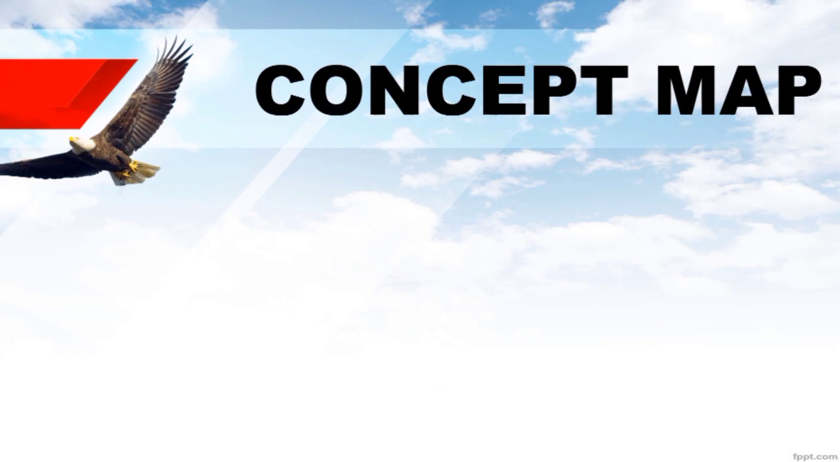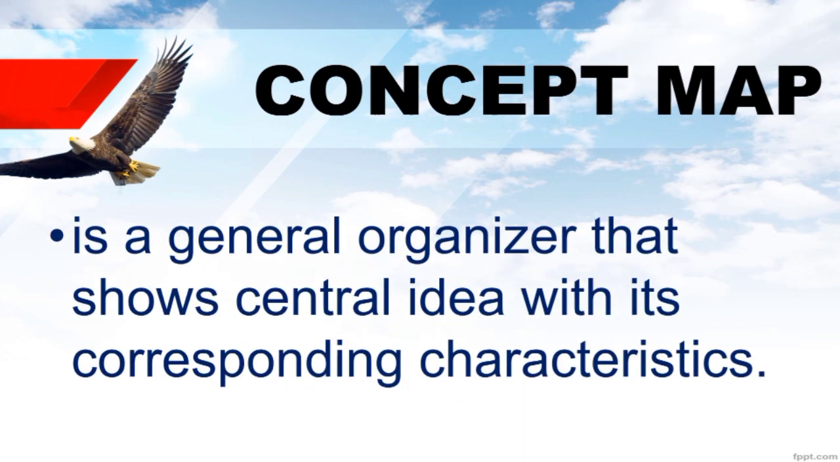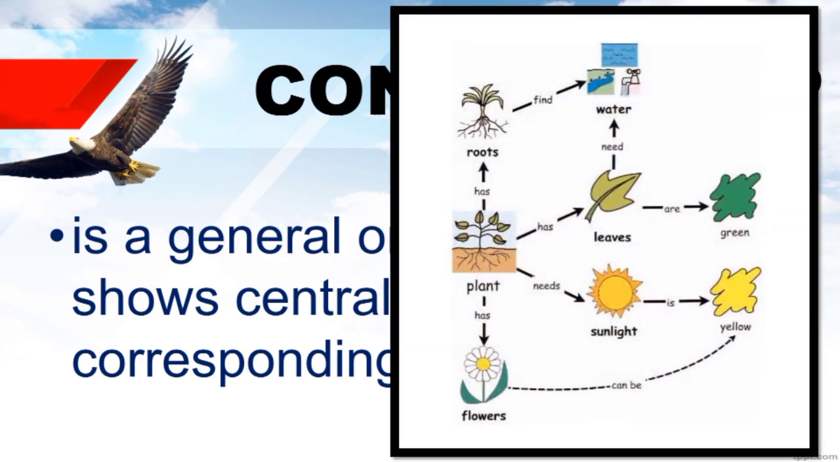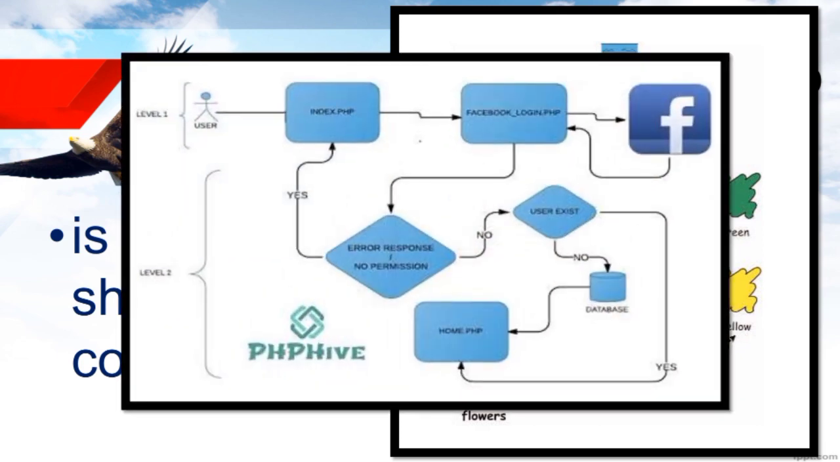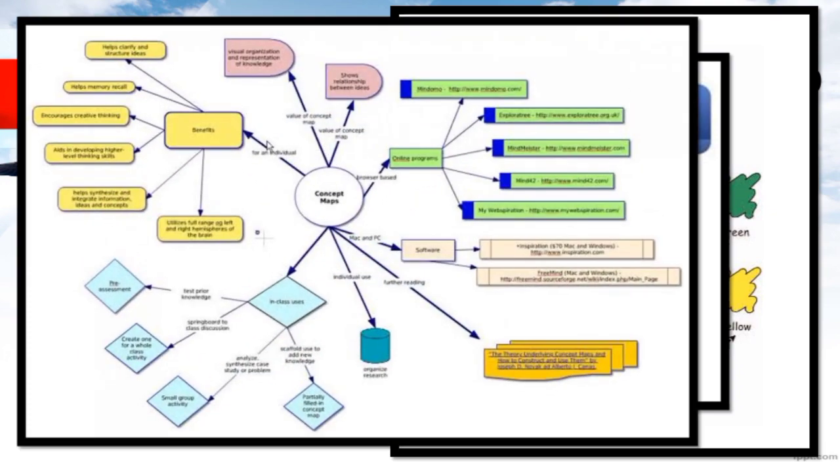Concept map. What is a concept map? A concept map is a general organizer that shows a central idea with its corresponding characteristics. A concept map can take many different shapes, which is excellent for brainstorming, activating prior knowledge, or generating synonyms. The pictures projected are just some of the examples of concept map.